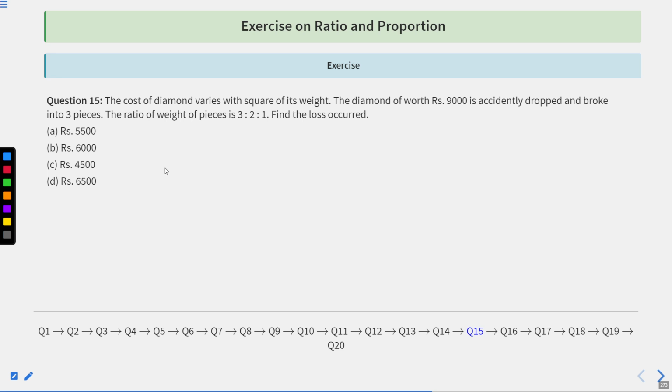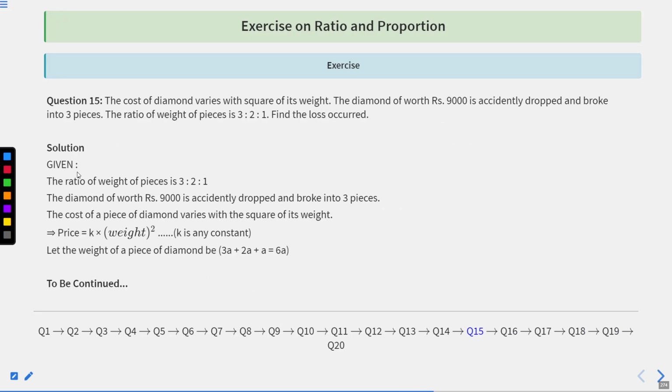The cost of a diamond varies with the square of its weight. This is a relation given to us. A diamond worth 9,000 is accidentally dropped and broken into 3 pieces. The ratio of the weights of the pieces is 3:2:1. Find the loss occurred. So given the ratio of weights of the 3 pieces is 3:2:1, the diamond worth rupees 9,000 is accidentally dropped and broken into 3 parts. So the cost of a piece of diamond varies with the square of its weight.